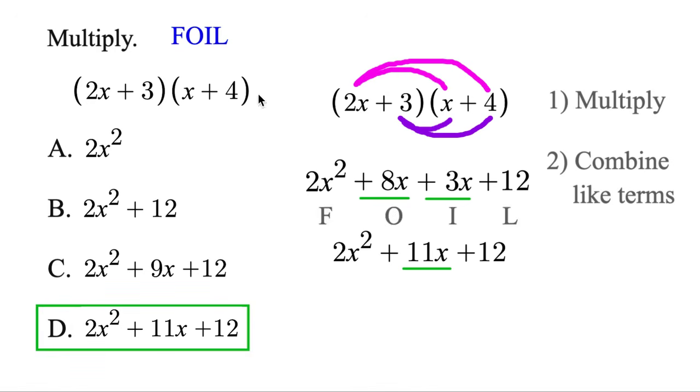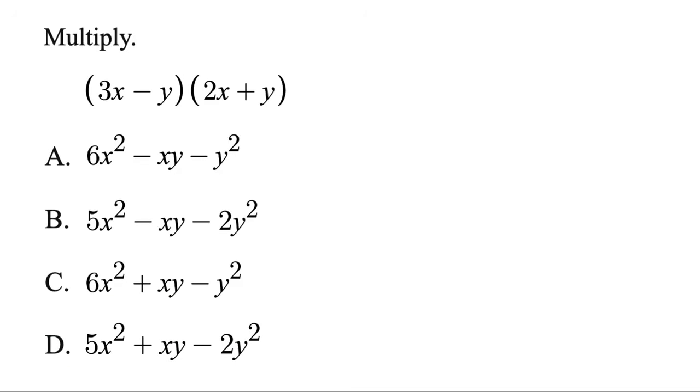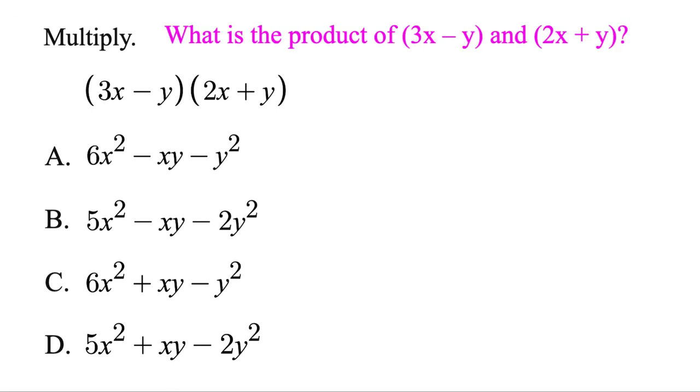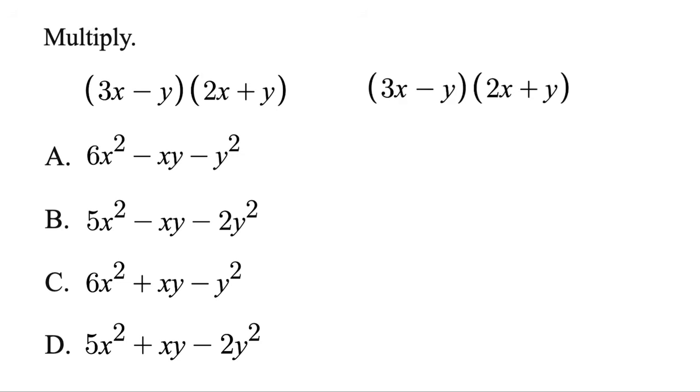So just as a reminder, that's what the F, O, I, and L stand for. First multiplied together, the outer ones, the inner ones, and the last ones there. Let's practice. Let's say we multiply these out. Another way that they could ask this is, what is the product of this and this? Product means the same thing as multiply. So therefore, we know we could just mush them together.